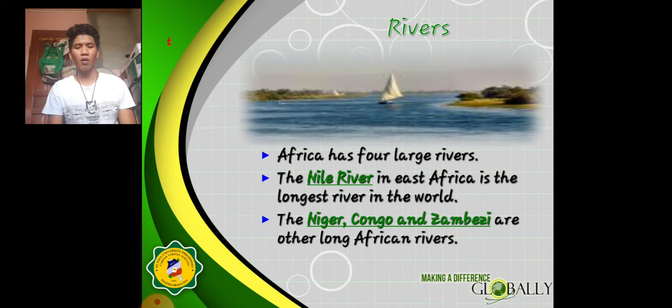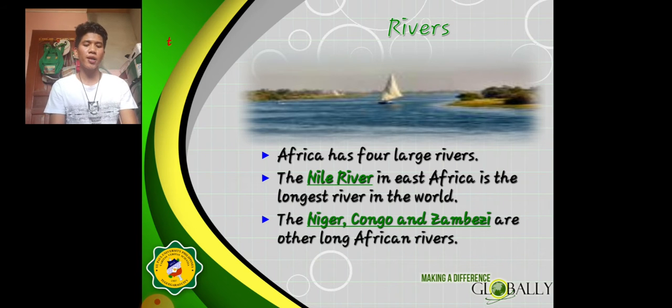So we can also find some rivers in Africa. The first one is the Nile River. The Nile River is in East Africa, and it is also considered the longest river in the world. Not only that, the Niger River, Congo, and Zambezi are other long African rivers that we can find in Africa.